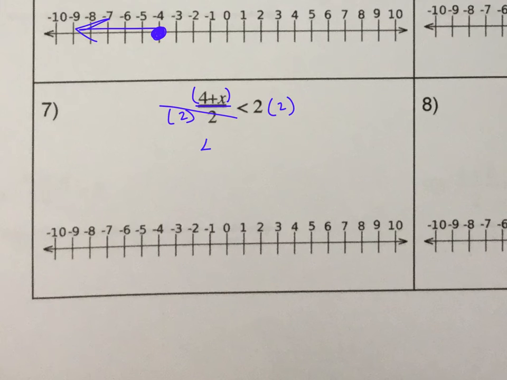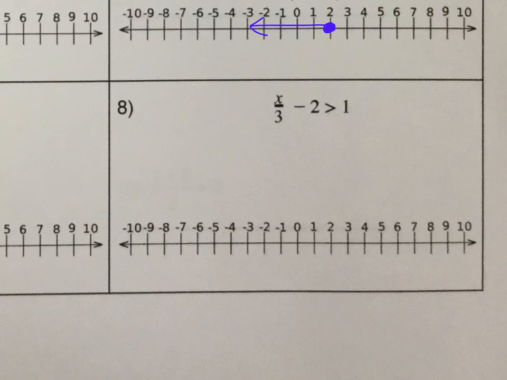So now I have 4 plus x on this side of the inequality, less than 2 times 2 is 4. When I multiplied, those were just a positive number, so the sign stays the same. I'm going to subtract 4. I'm left with x is less than 0. 0 is an okay answer. So this is an open circle, and it goes to the left.